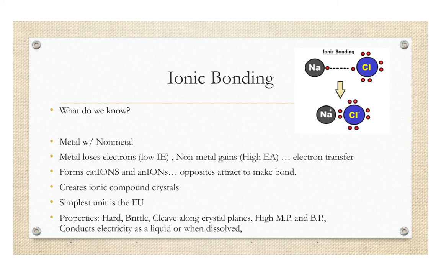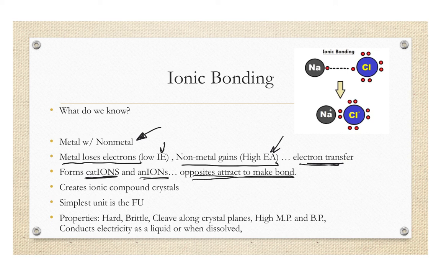All right, so here are the things that you may have talked about. Ionic bonding typically happens between metals with nonmetals. The metal tends to lose an electron because it has a low ionization energy. The nonmetal tends to gain an electron because it has a high electron affinity, leading to electron transfer. This helps us form cations, which are positive, and anions, which are negative.